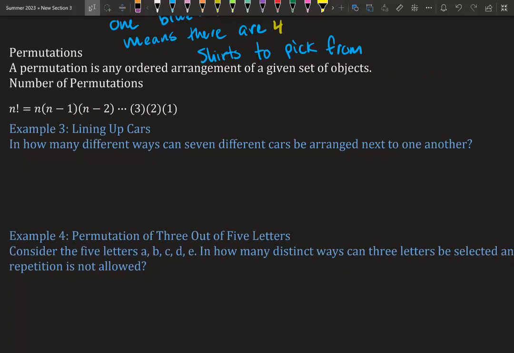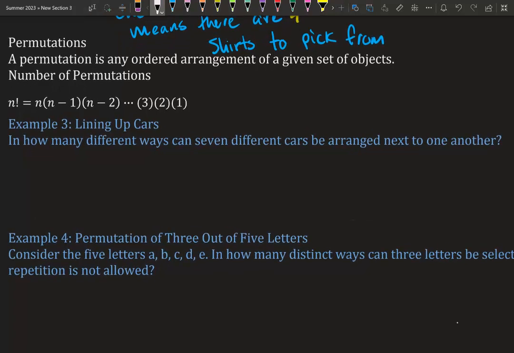Example 3. In how many different ways can 7 different cars be arranged next to one another? So we're going to do this how we've been doing all the other examples where we say how many slots we have to choose from. So we have 7 different cars. That means we have 7 different parking spots.